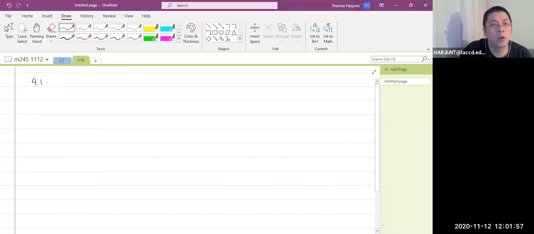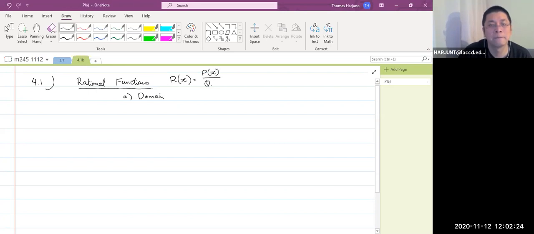So 4.1, we have rational functions. And we have talked about first the domain. What is a rational function? R(x) equals a polynomial over a polynomial. Now the domain will be all real numbers except the zeros of the denominator.